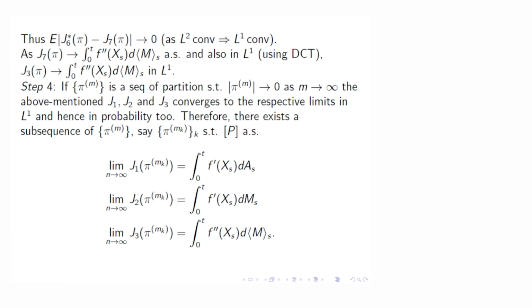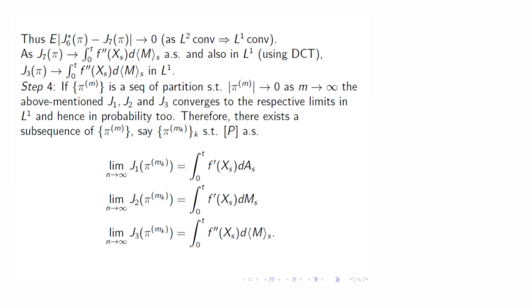So let us write down what we have obtained. These three convergences, 1, 2, 3. The limit as k tends to infinity of J1 pi^{m_k} is the integral from 0 to t of f'(X_s) dX_s. Here there is a typo, I should have written k. And the limit of J2 is the corresponding integral. Actually, for these two we could have taken the sequence itself as the subsequence, because we already had almost sure convergence along that pi.